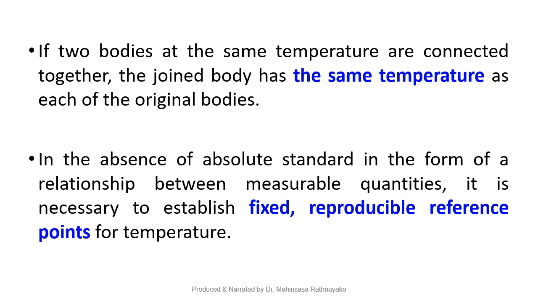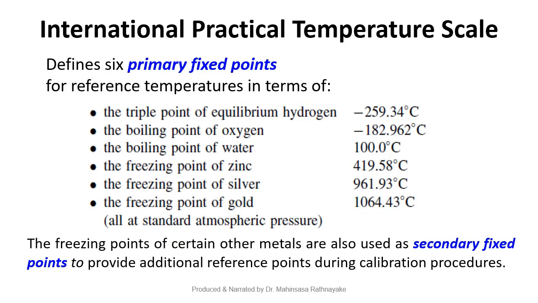The International Practical Temperature Scale uses this philosophy and has defined 6 primary fixed points for reference temperature. These are the triple point of equilibrium hydrogen, that is minus 259.34 degrees Celsius, the boiling point of oxygen, that is minus 182.962 degrees Celsius, the boiling point of water, that is 100 degrees Celsius.